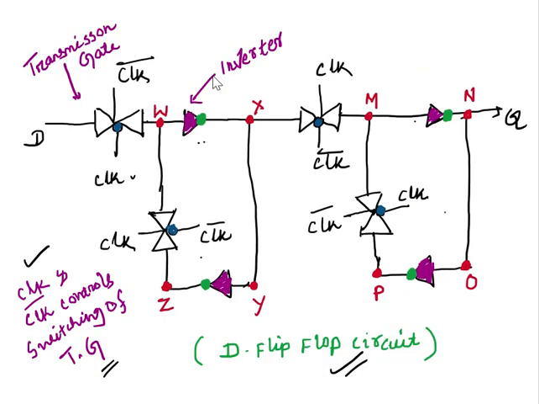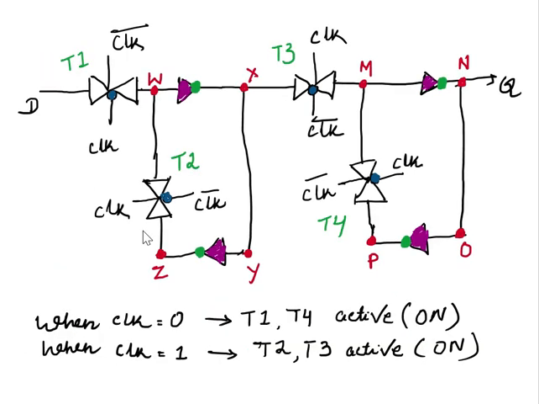So it has four transmission gates: 1, 2, 3, and 4. Let's do the naming here: T1, T2, T3, and T4. So when clock equal to 0, T1 and T4 both are active, that means on. And when clock equal to 1, T2 and T3 are active. And when T2 and T3 are active, it means T1 and T4 are off. Okay.